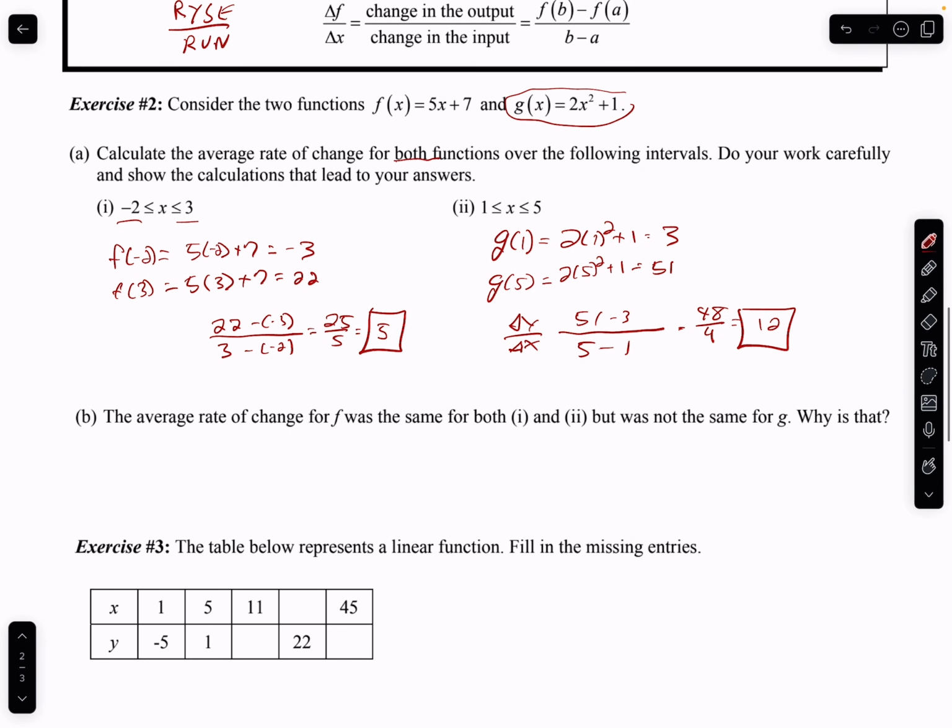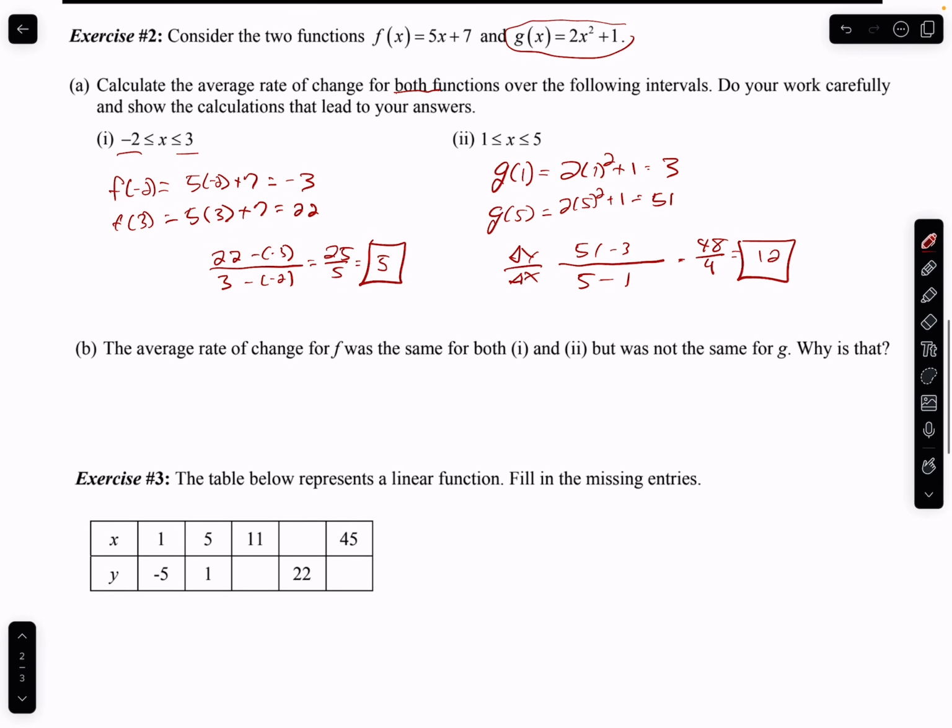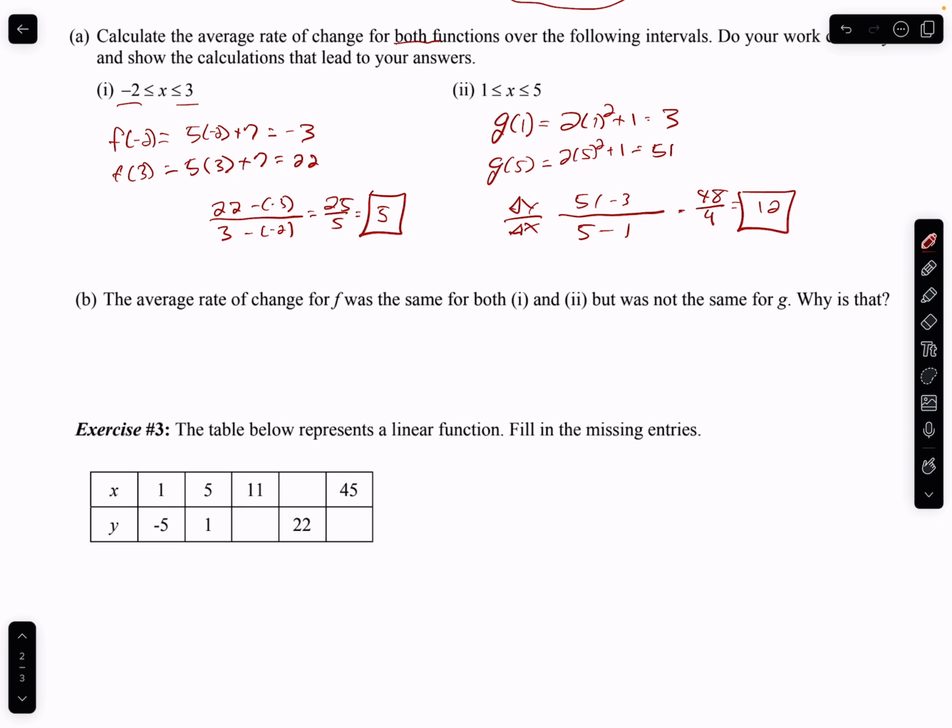All right, so what we're looking at here on the last one is this: if this table represents a linear function, then the change in the y here is 6, and the change in the x is 4. So the change in the y over the change in the x is going to be 6 over 4, because we're going from -5 to +1 on the y values, and from 1 to 5 on the x values. So the rate of change is 3/2 here.